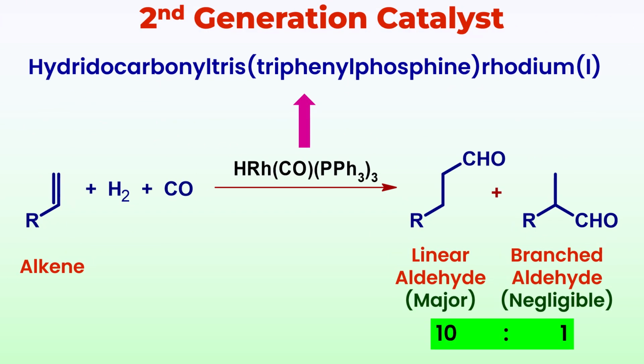Rhodium-based catalysts are second-generation hydroformylation catalysts that operate under milder conditions and exhibit high regioselectivity, typically producing predominantly linear aldehydes with linear to branched ratios often exceeding 10:1. This is due to the use of bulky triphenyl phosphine ligands, which favor formation of the linear product.